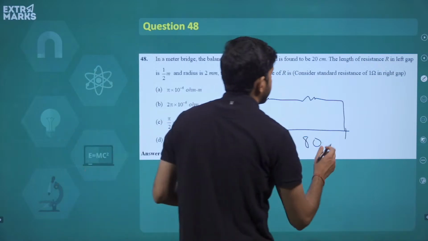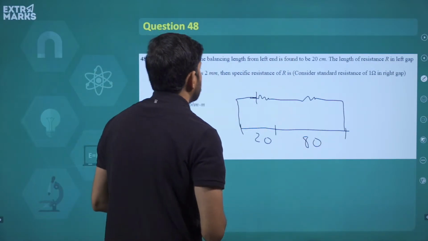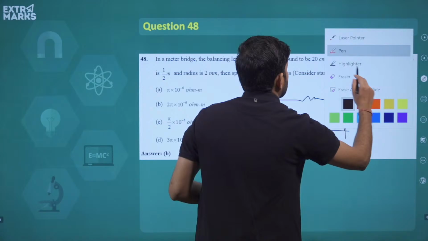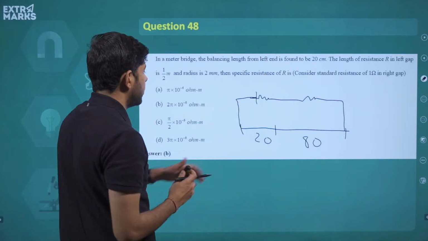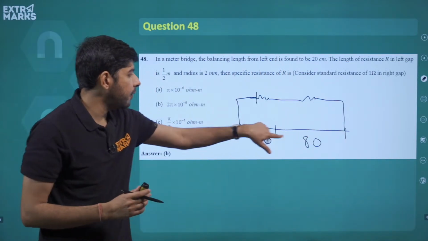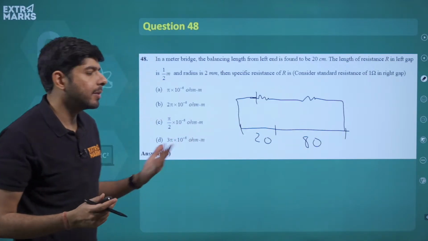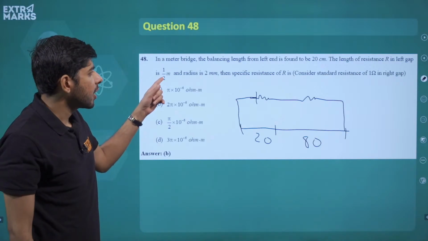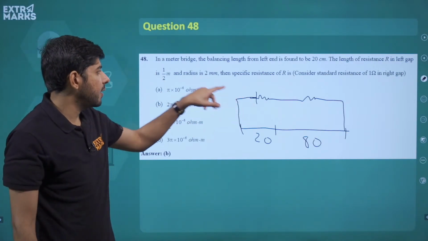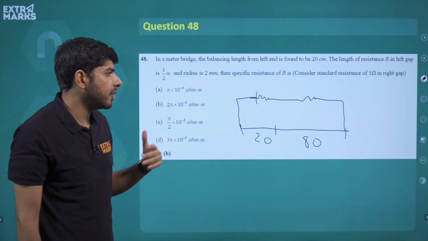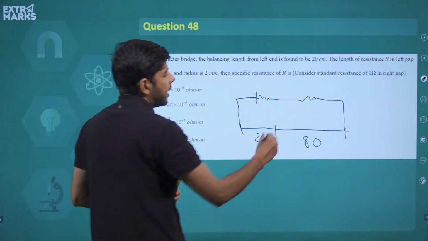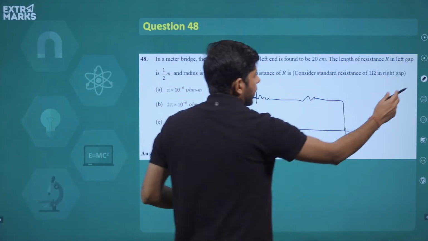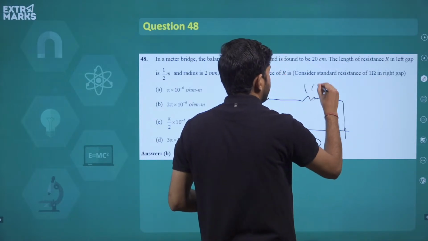Okay, no wait, let me check. Okay, so let's say what is given. This is 20, so from left it is 20, and from right it is 80 because total is 100. The length of the resistance in left gap is 1 by 2 meters. So the length is given, radius is given, specific resistance we need to find, and standard resistance is R here. So guys, how can we do this one? Basically this is 1 ohm that is given.